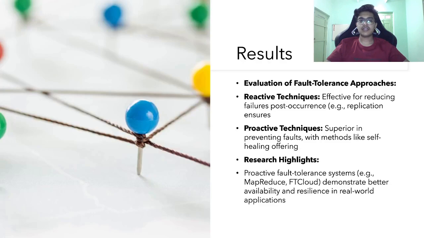Moving on, we have the results, that is evaluation of fault tolerance approaches. Reactive techniques are effective for reducing failures post occurrence. Example is replication. Next one is going to be proactive techniques, that is superior in preventing faults with methods like self-healing and offering. Next one is going to be the research highlights, that is proactive fault tolerance systems. Example is MapReduce and FT Cloud demonstrate better availability and resilience in real world applications.